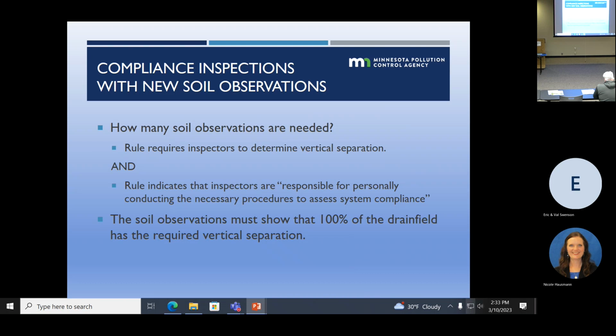So if you feel that 3 borings was what you needed to do, by all means do 3. If you feel 5 was what you needed, then do 5. Keeping in mind, the soil observation must show that the whole drain field is compliant. How do I know the whole drain field is compliant? Probably by doing more than 1 soil observation.